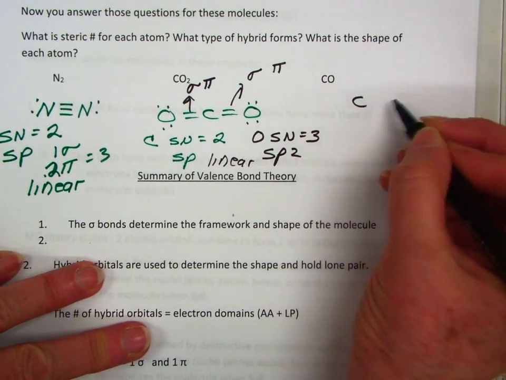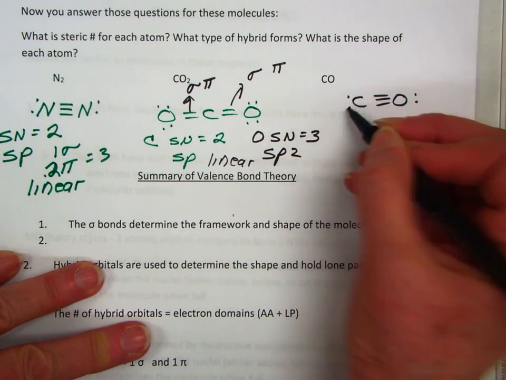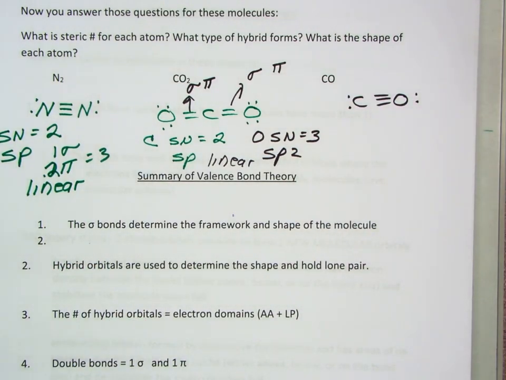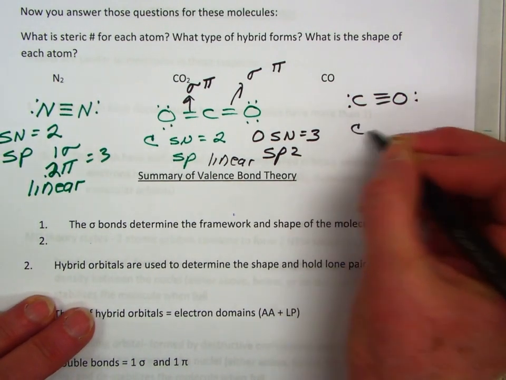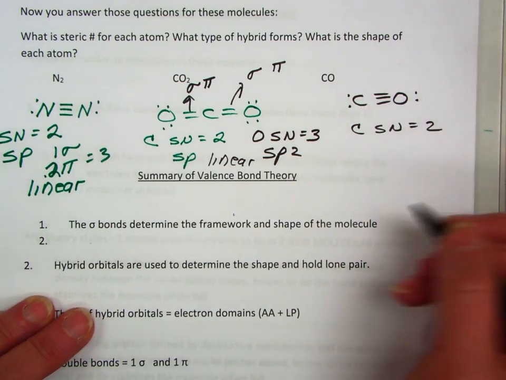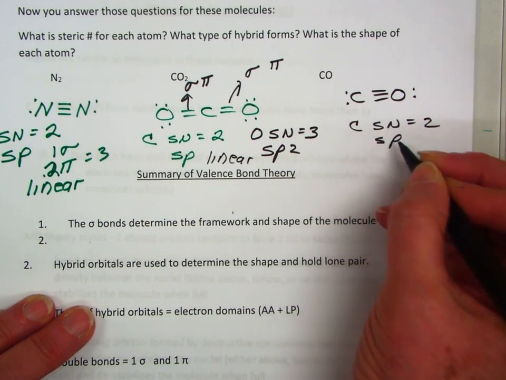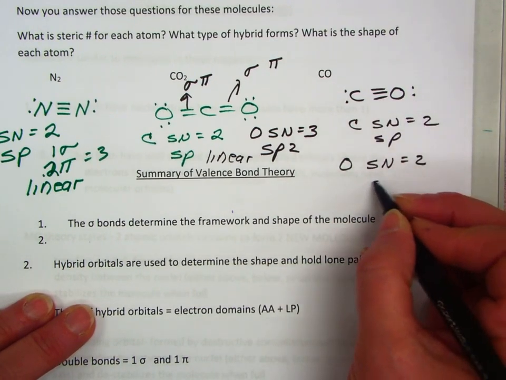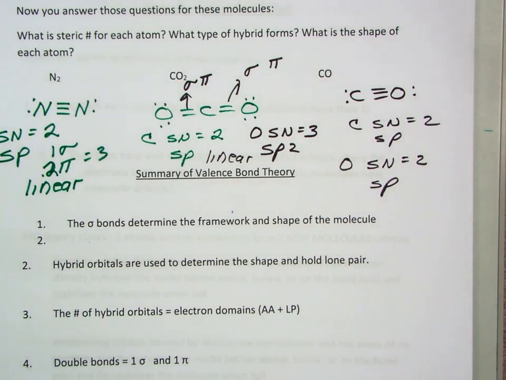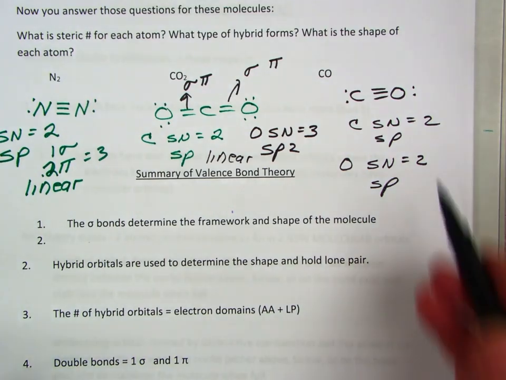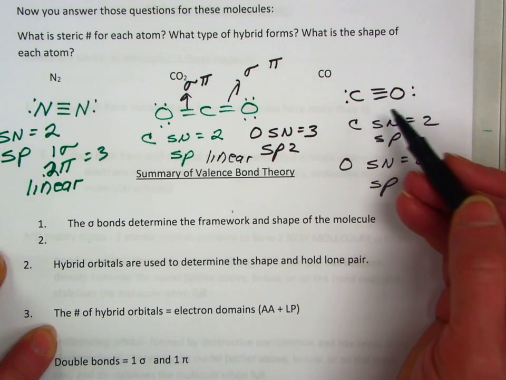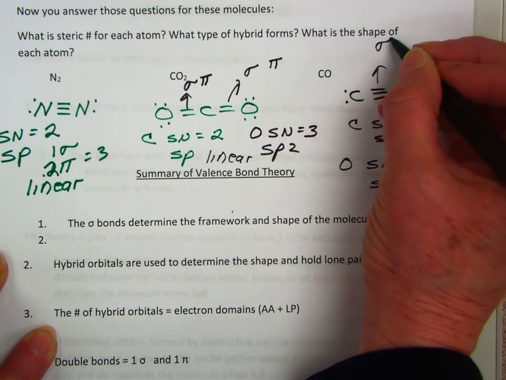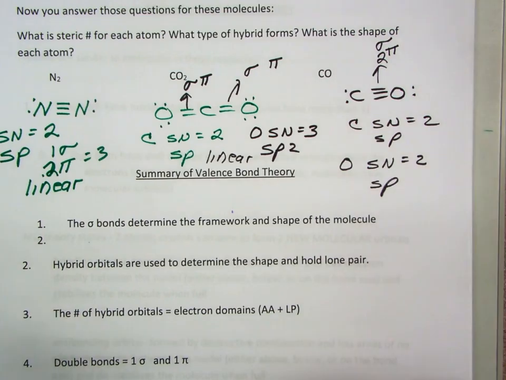Now if we look at carbon monoxide, it's just like nitrogen. The only difference is we have 2 different nuclei, a heteronuclear molecule. But again, carbon has a steric number of 2, 1 attached atom and 1 lone pair, so it's an sp hybrid. And oxygen has a steric number of 2, 1 attached atom, 1 lone pair, so it's an sp hybrid. So each of these nuclei has 2 unhybridized p orbitals, so those 2 unhybridized p's make the 2 pi bonds. So this triple bond is a sigma and 2 pi's.